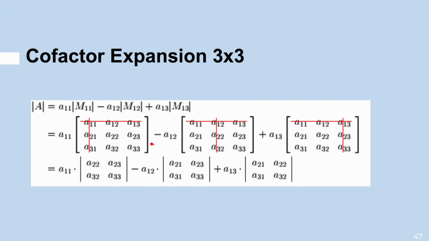Now it's important to see this. You're going to subtract the next number. So it's plus, minus, plus, and if you have a 5 by 5 matrix, it's going to be plus, minus, plus, minus, plus. Now for the next one, we take A12, cross out its entire column, its entire row, and find the determinant of the 4 leftover numbers. Same thing with A13, cross out its column, cross out its row, find the determinant of the 4 leftover numbers.